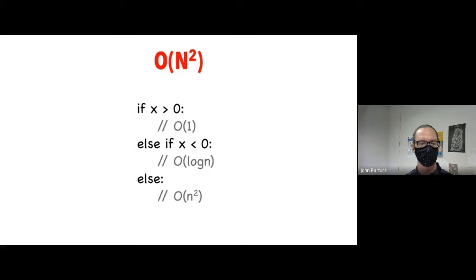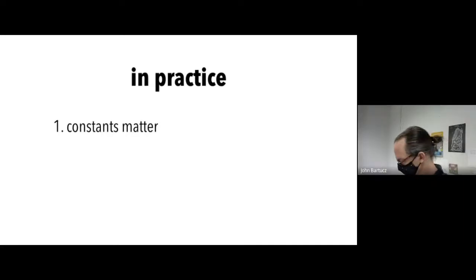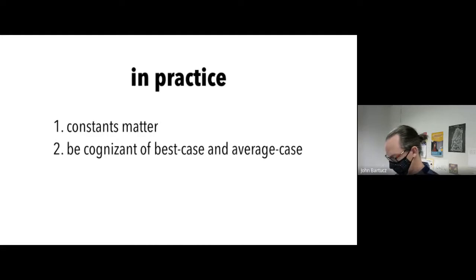I hope this gives you an understanding of big O notation. Let's wrap up by talking about the real world. When you're coding your algorithm, please realize that constants absolutely do matter. A lot of situations have small input sizes, so a constant of 2 or 3 could have a large impact. Lastly, for the same reason, be cognizant of best and average case. Depending on your application, this may be more applicable for your algorithm.